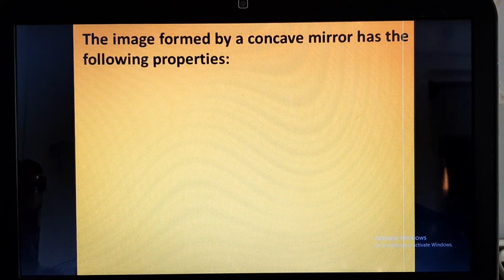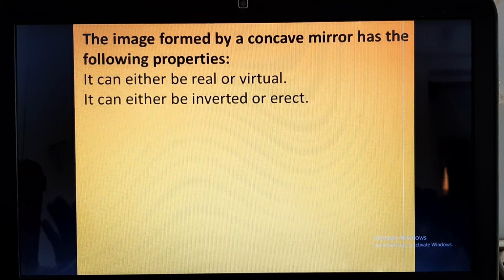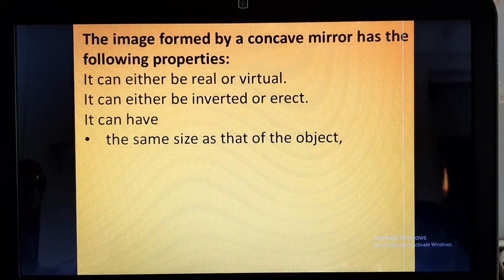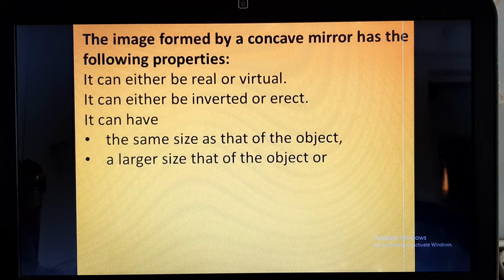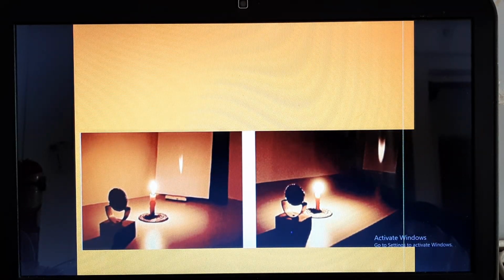Now, the image formed by a concave mirror has the following properties. It can be either real or virtual, as I have told you, and it can be either inverted or erect. It can have the same size as that of the object, a larger size than the object, or a smaller size than the object. So how will it be dependent? What will decide the characteristics of the image? The distance between the object and the mirror, right?